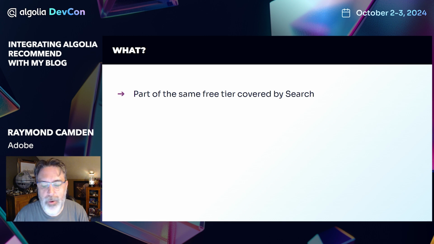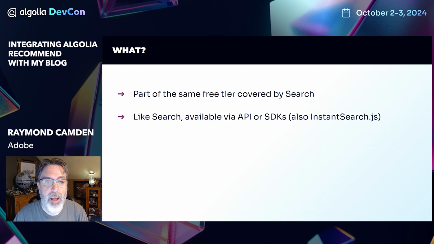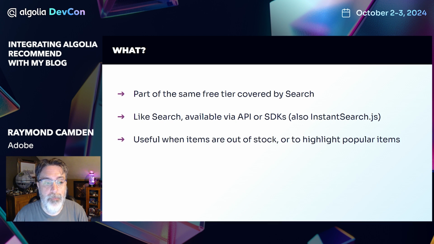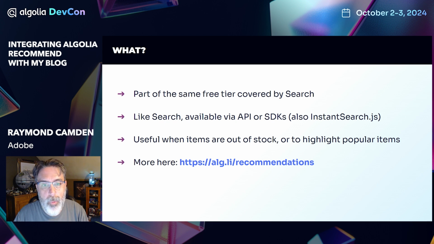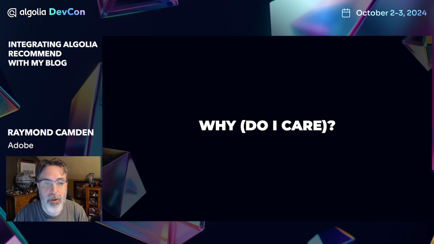Recommend is part of the same free tier covered by search, which is really, really nice. The free tier by Algolia is incredibly generous. Like the search product, it is available via an API, SDKs, and InstantSearch.js as well. It's really helpful for, let's say, products that are out of stock, where you could recommend other products. Or if you want to highlight things that are pretty popular, that's another way you could use it. You can find out more about the product at the link below.